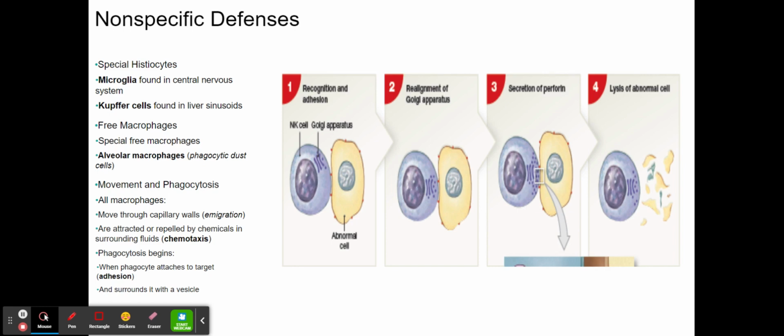Both may be attracted to or repelled by chemicals in the surrounding fluids, a phenomenon called chemotaxis. They are particularly sensitive to cytokines released by other body cells and to chemicals released by pathogens.